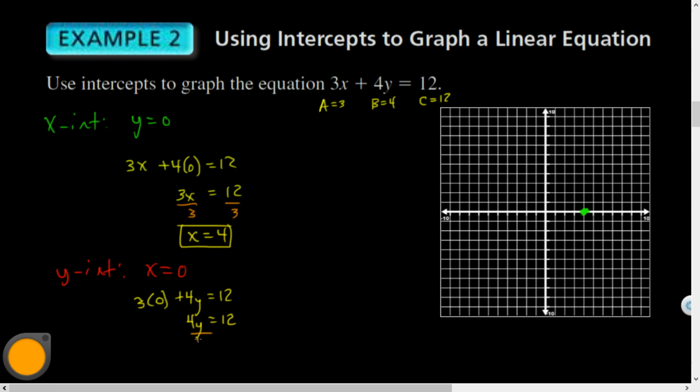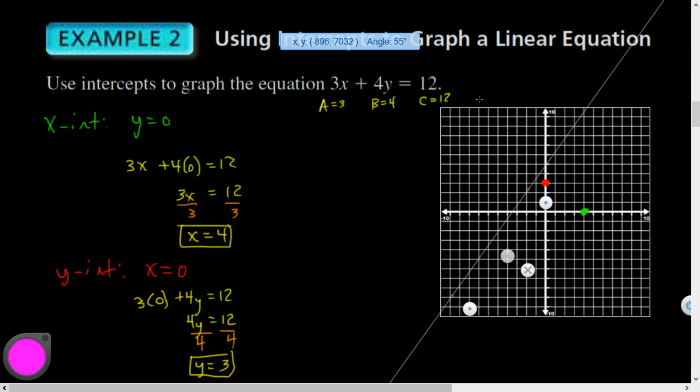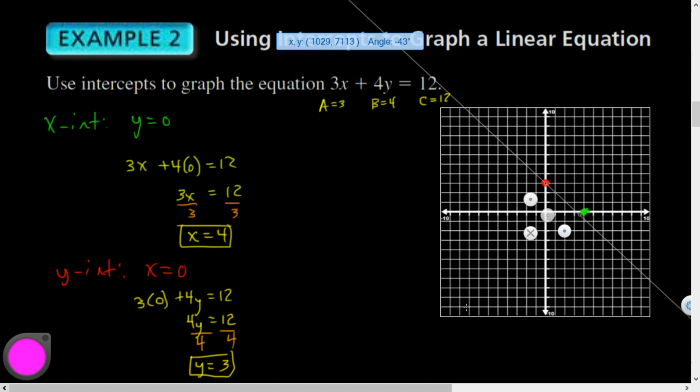Divide by 4, and I'll get y equals what? 12 divided by 4 is 3. So my y-intercept occurs at, in this case, positive 3. 1, 2, 3. And so if I want to draw this line, I now have the task of just connecting the dots. And so notice, these were the easiest points possible to find.